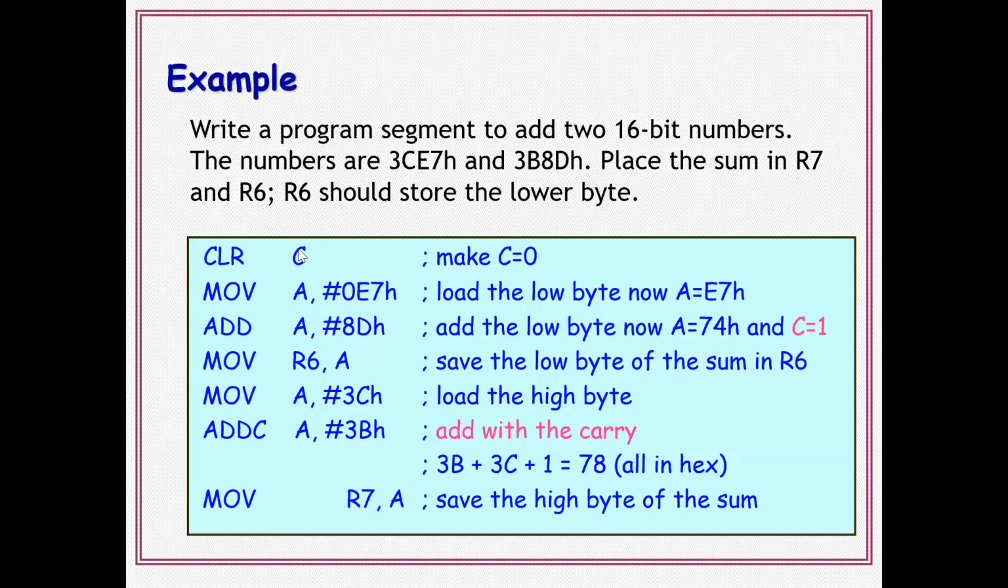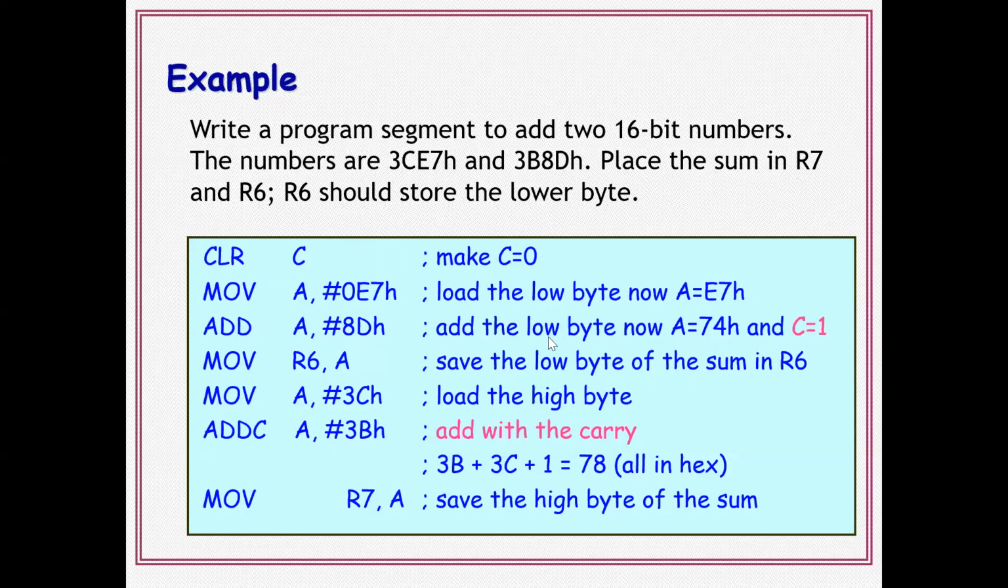So first, carry equal to 0. Make carry equal to 0. For that, we are using CLR C, clear carry. Clear is one instruction which is used to clear the carry, so that carry equals 0. First one, MOV A, lower order. So E7 is loaded into the accumulator. And next, ADD A, the lower order 8D.